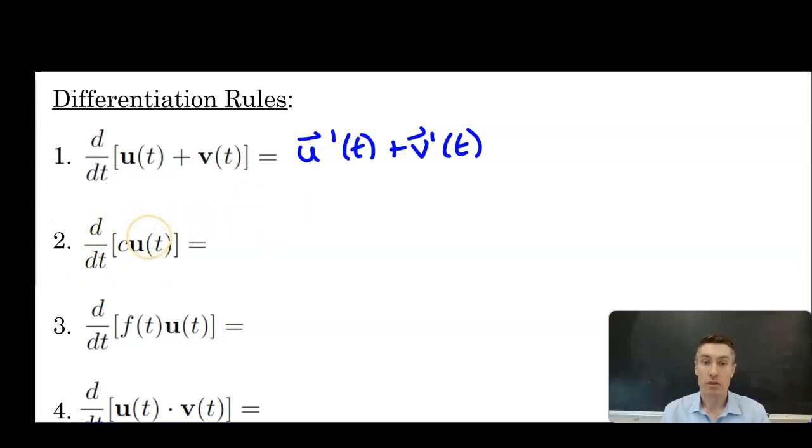Now, if we are taking the derivative with respect to t of c times u of t, so c is just some scalar. We can write that up here. So c equals a scalar, just a number. Then it's going to be c times u prime of t. So a scalar is not going to affect the derivative of the vector function.